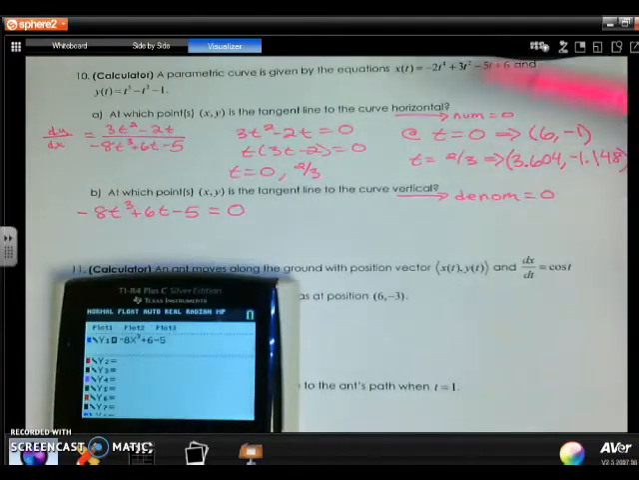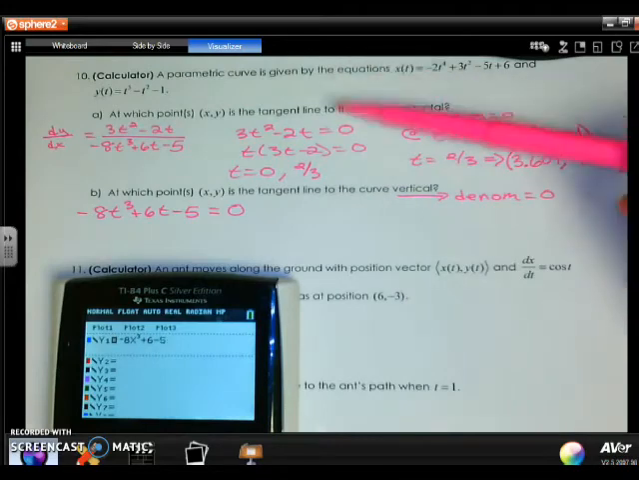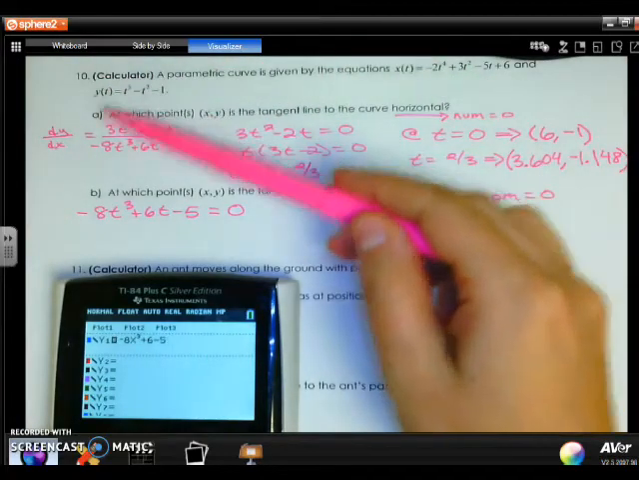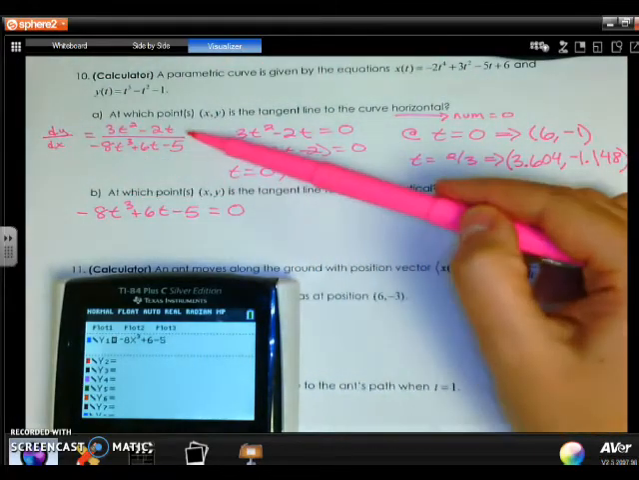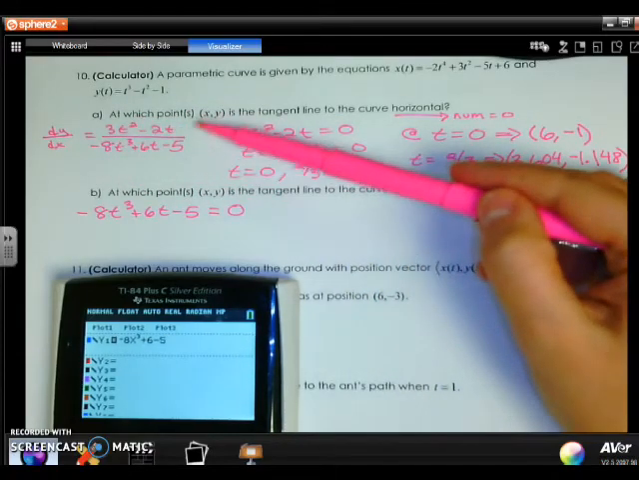Okay, for number 10, part A is pretty simple. It says at which points is a tangent line to the curve horizontal. We've already done this. You need to know that you need to take the derivative. Well, with parametric, you've got an x of t and a y of t, so you need to do dy over dx. So you have dy/dt divided by dx/dt. That's how you get your derivative. That's the equation for the slope.